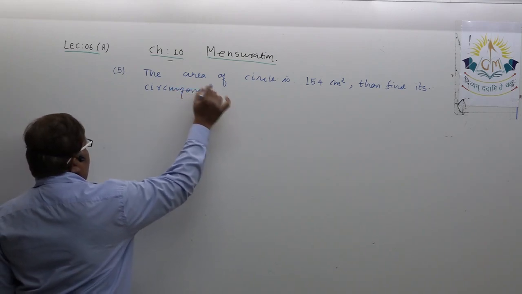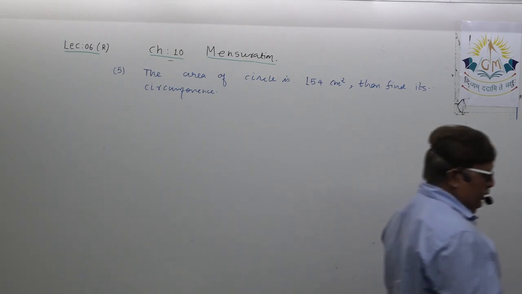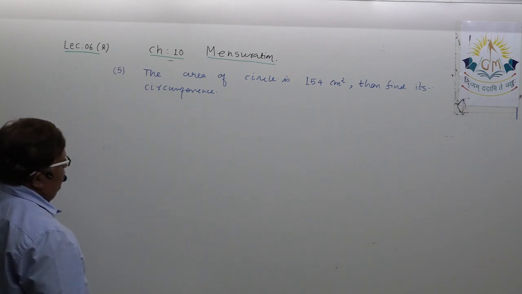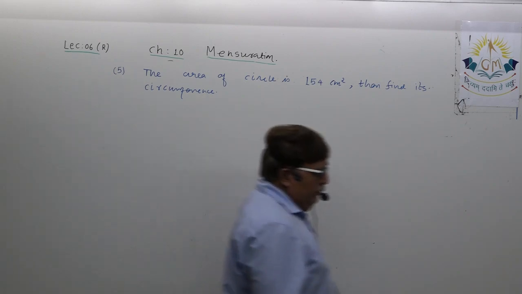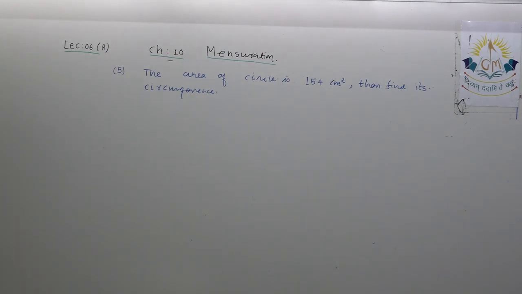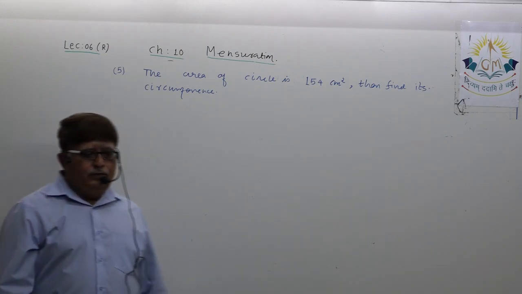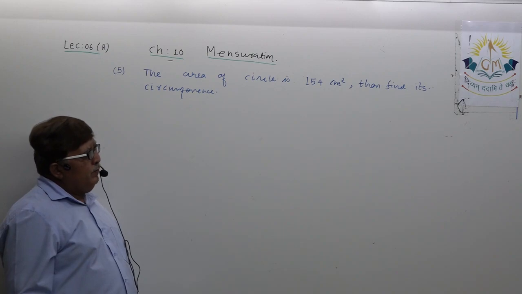Dear student, before I solve this example for you, I am giving you just 2 minutes time to think on this, to see if you can solve this example by yourself. Area of circle has been given, 154 square centimeter. Area is given, you have to find circumference. I have already given you the formula of both in the previous example: the formula of area of circle and the formula of circumference of circle. Okay.